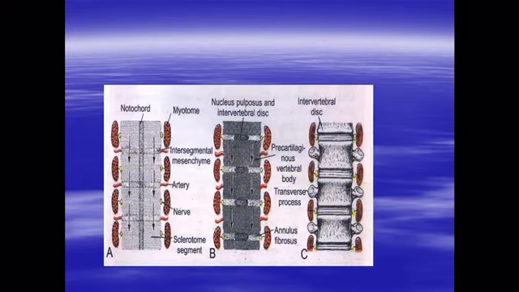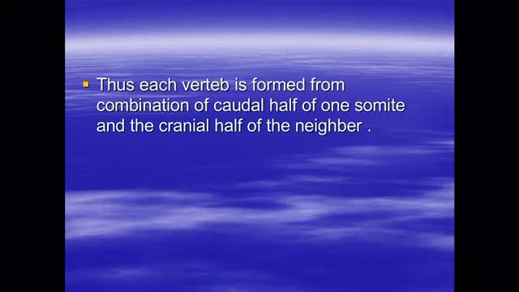So each vertebra is formed from the upper and lower sclerotome. So the lower or the caudal half of the upper sclerotome unites with the cranial half of the lower sclerotome to form the vertebra. Thus, each vertebra is formed from a combination of the caudal half of one somite and the cranial half of the adjacent one.